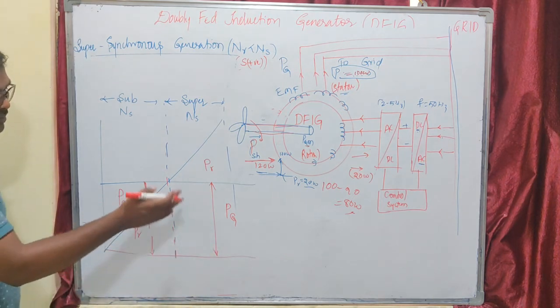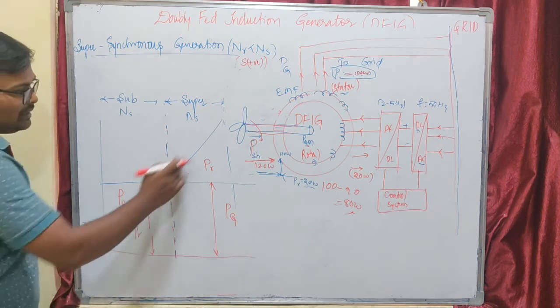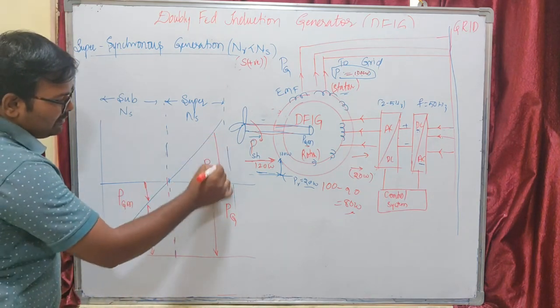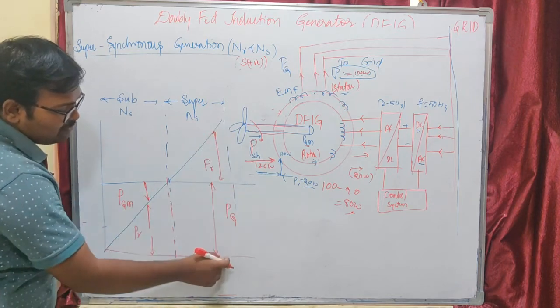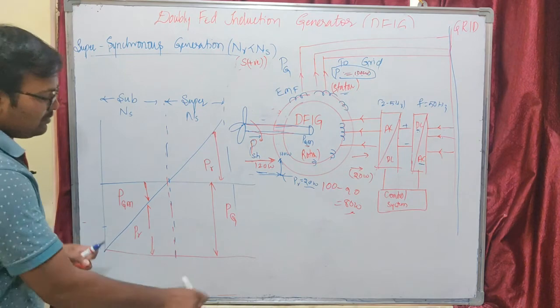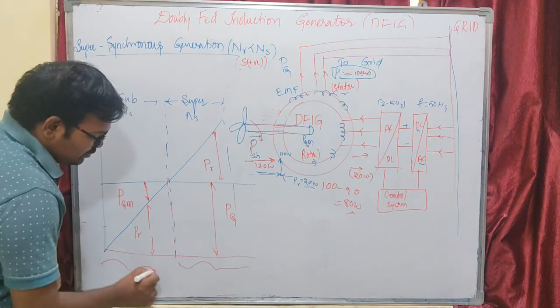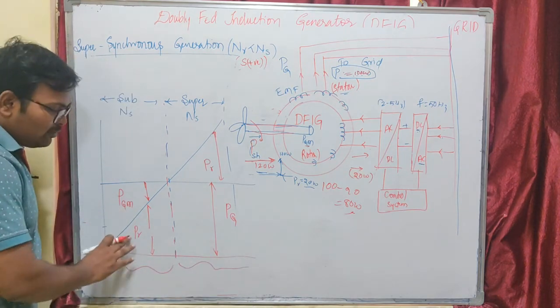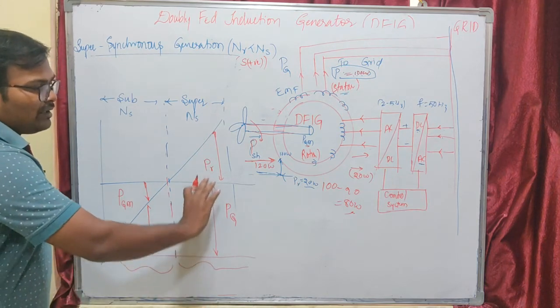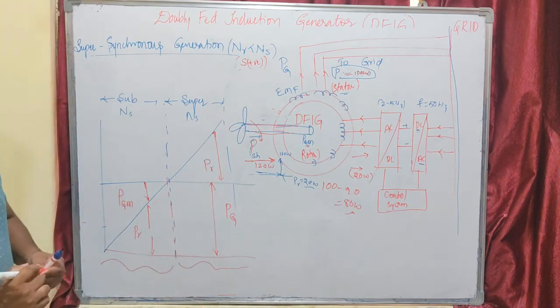Okay, in super synchronous mode, what is happening? This is the value of PGM. Here it is PR, here it is PG. Our PGM is supplying our generated power in the stator and our rotor power. This is super synchronous mode of operation, and this is sub synchronous mode of operation. In sub synchronous, our gross mechanical power and rotor power contribute to our stator generated power. In super synchronous mode, the sum of our generated power and rotor power becomes our gross mechanical power. I hope you understand, right?